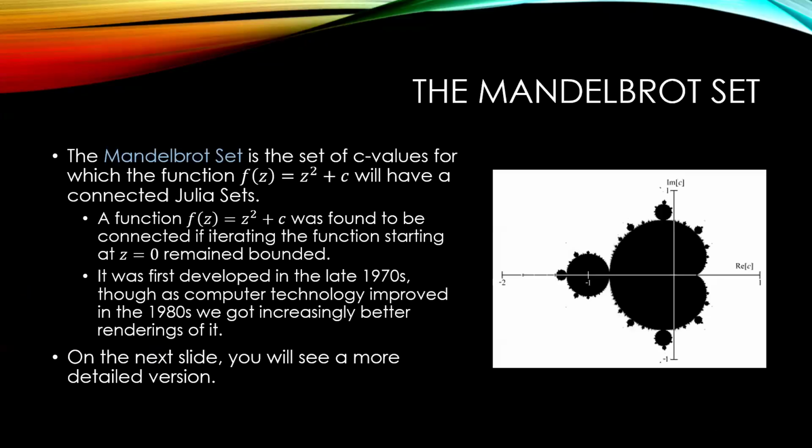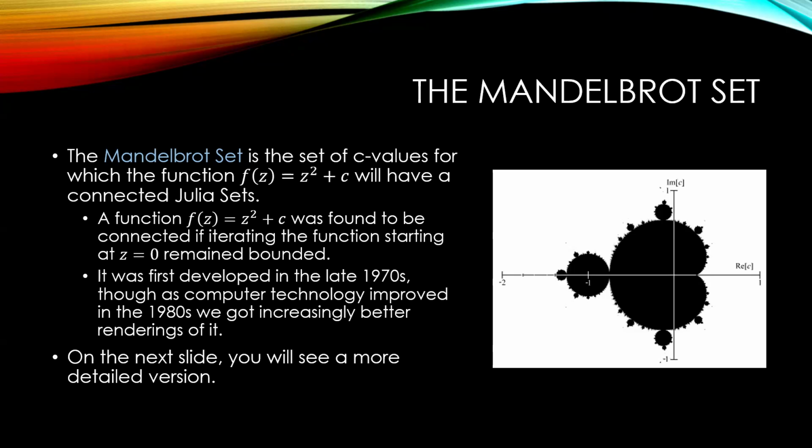And so this came at the dawn of computers. And so the Mandelbrot set is the set of c values for which the function f of z equals z squared plus c will have a connected Julia set. A function f of z equals z squared plus c was found to be connected if iterating the function starting at z equals 0 remained bounded. And so really just checking that one value and seeing, does it stay bounded or does it blow up real quick?